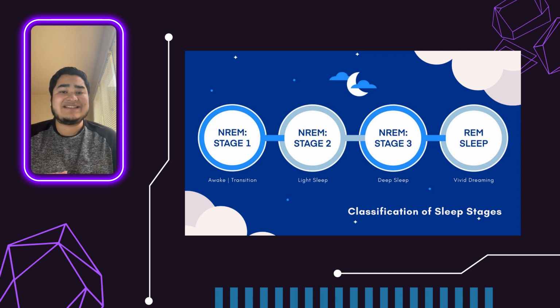The first stage is the awakening stage or transition. The second stage is the light sleep. The third stage is deep sleep. And then the REM stage is the vivid dreaming. And this is a complete cycle which repeats 4 to 6 times throughout the night. And we're going to move forward explaining each of these stages.